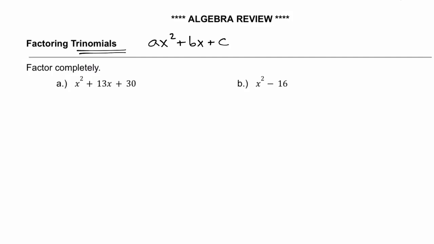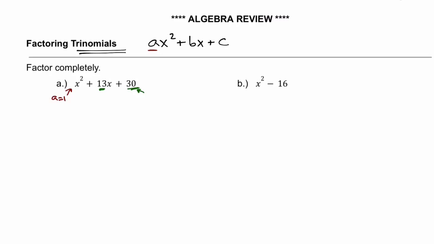So in this first example, notice that the value of a is the number in front of the x squared term, and here it's equal to 1. So in this case, we can simply look at the last number and try to find two numbers that multiply to equal 30 and add to equal 13. So you might have a good guess how to get started.